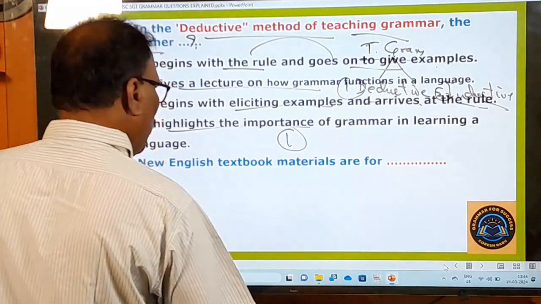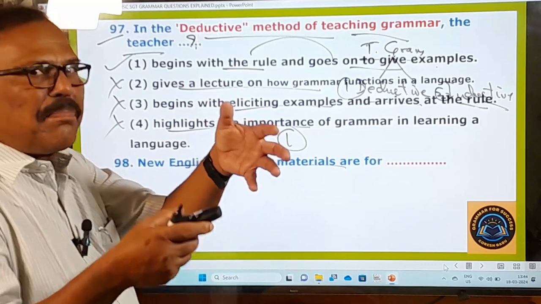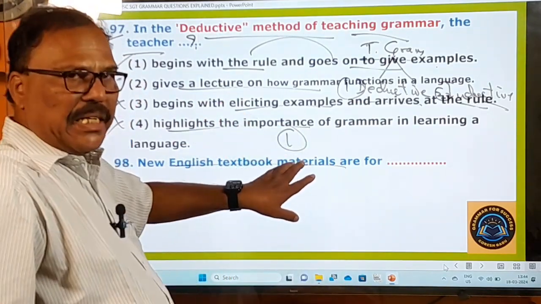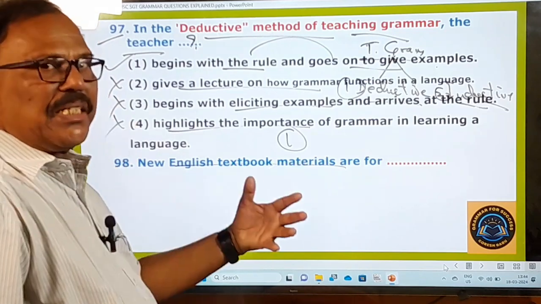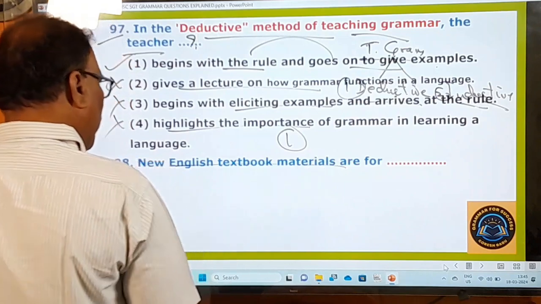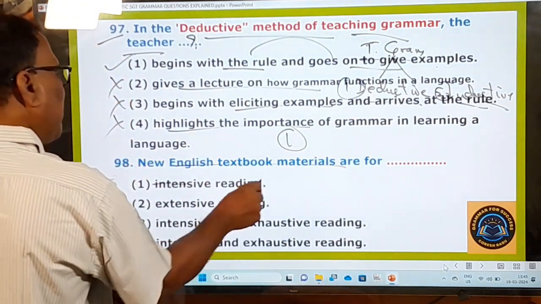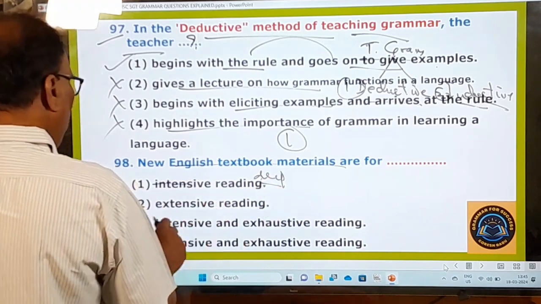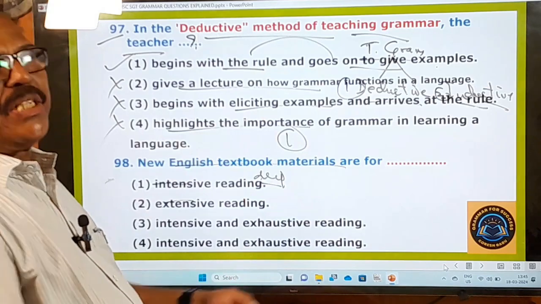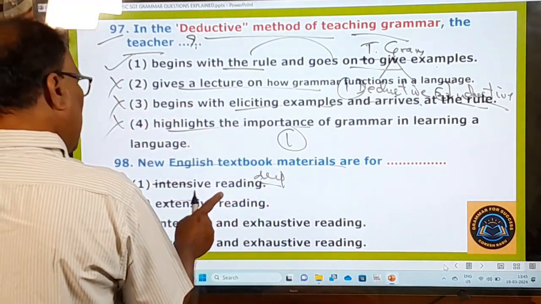The students are prescribed new English textbook materials. Okay, English readers, some additional books. New English textbook materials are for what? For intensive reading. Intensive means what? Deep reading. Okay, extensive means wide reading, additional reading. So intensive reading, extensive reading.